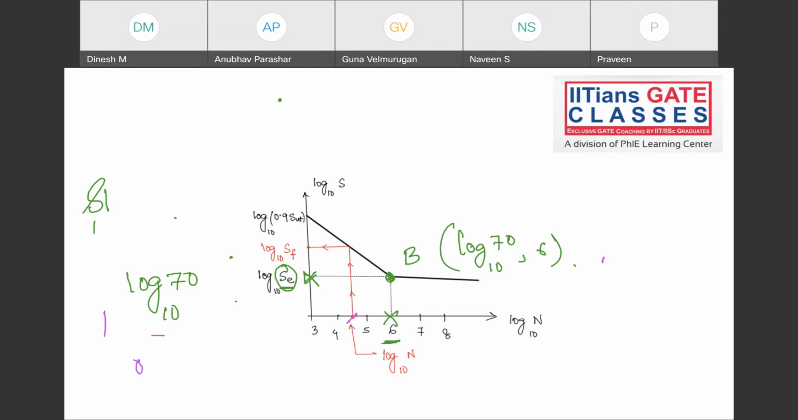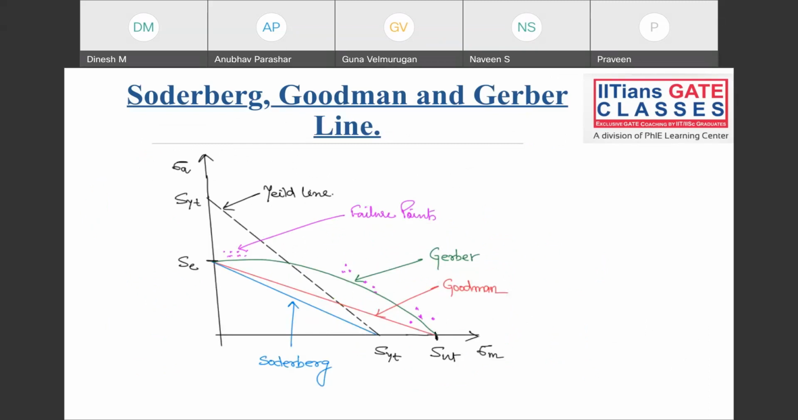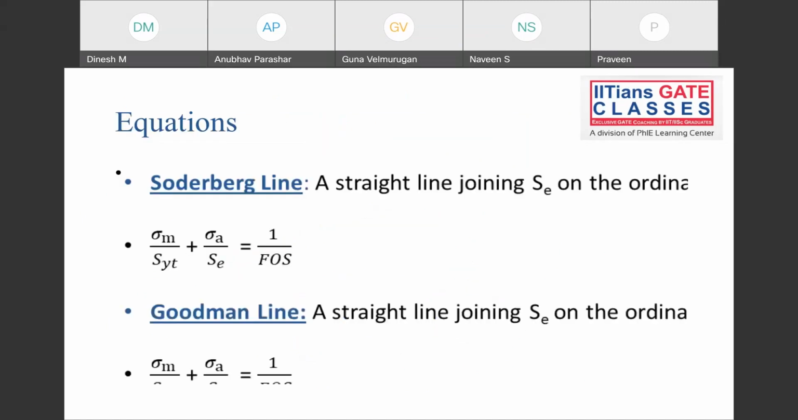Okay, so what we have seen is how to use the SN curve. Now, apart from the SN curve, if the material is subjected to any other type of loading, then we have to use the Soderberg, Goodman, and Gerber lines. So how exactly are we finding these lines? Let us see.